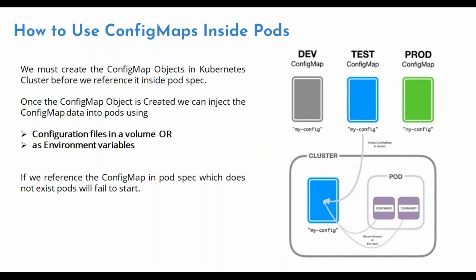In order to use them inside the pods, we must create the config map object in the Kubernetes cluster before we reference it inside the pod spec. Once the config map object is created, we can inject the config map data into the pods by attaching a volume to the pod. We can inject this data into the volume and then reference the path inside the pod spec using the volume, or we can also inject the same data as environment variables inside the pod spec. This is how we can inject the data into the pod at runtime so that containers can utilize these configuration properties to run your application.